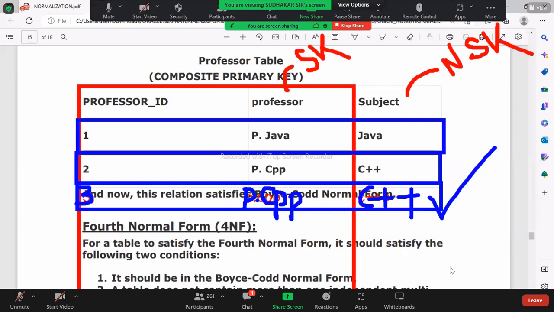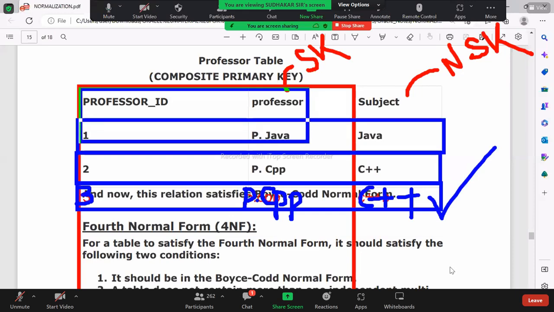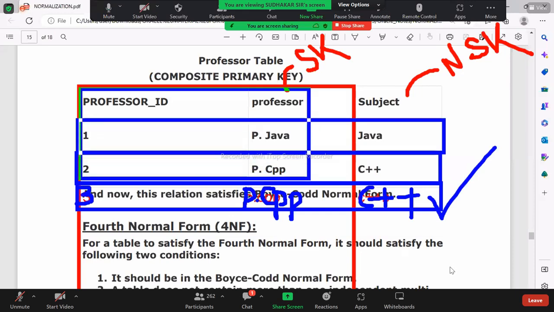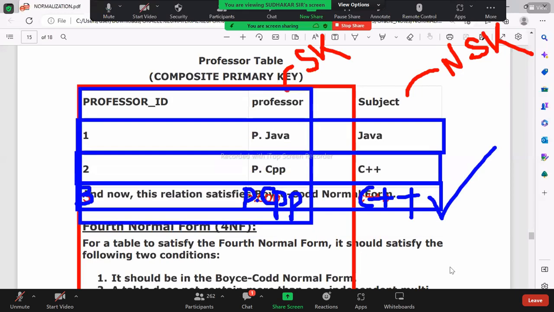Where is your duplicate? Tell me, do you have any duplicate? So these two, what I'm saying here, are composite primary keys: 1 Java, 2 C++, and 3 C++. Is it possible? Can multiple teachers teach the same subject? Now in Naresh IT, for Core Java 5 to 6 faculties are there, Oracle 2 to 3 faculties, Python 2 to 3 faculties. So that means many professors can teach any subject, as they wish.